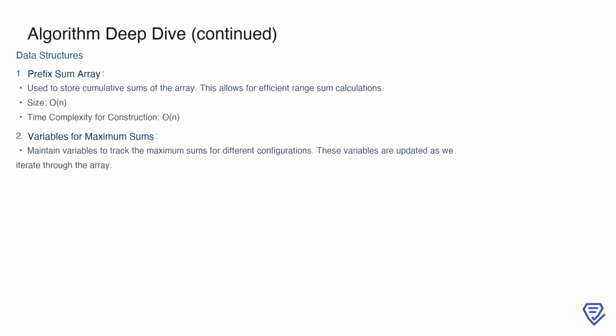The algorithm relies on a few key data structures. The most important is the prefix sum array, which stores the cumulative sums of the array. This structure allows for efficient range sum calculations and has a space complexity of O(n). Additionally, we use variables to track the maximum sums of the subarrays for different configurations as we iterate through the array. These variables are updated dynamically to reflect the best results found so far. Together, these structures enable us to solve the problem efficiently while maintaining clarity in the implementation.